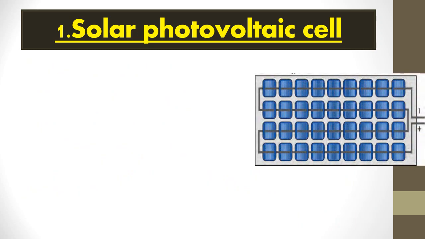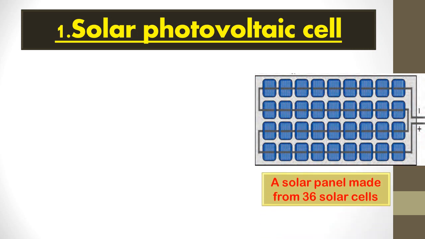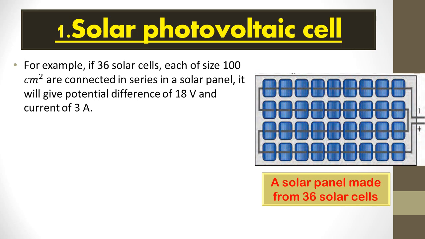And in this way, as you can observe in the picture, by connecting many solar cells in series and parallel, solar panels generating the required current and potential difference are made. You can observe here that many solar cells are connected in series as well as parallel. So this is a solar panel made from 36 solar cells connected in parallel as well as series. If 36 solar cells, each of size 100 centimeter square, are connected in series in a solar panel, it will give a potential difference of about 18 volts and a current of 3 ampere.